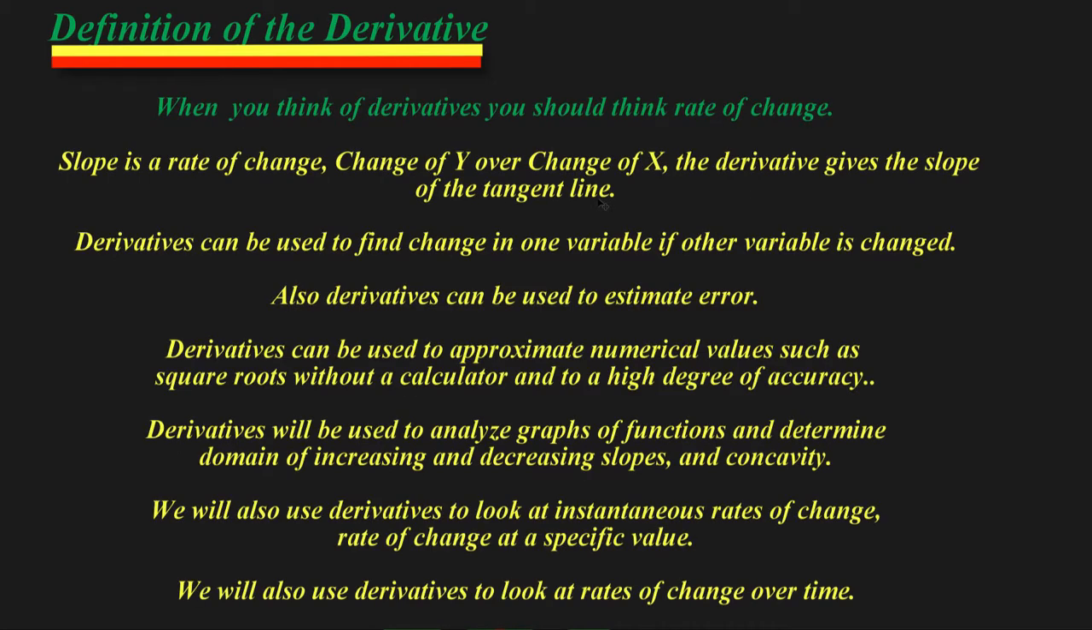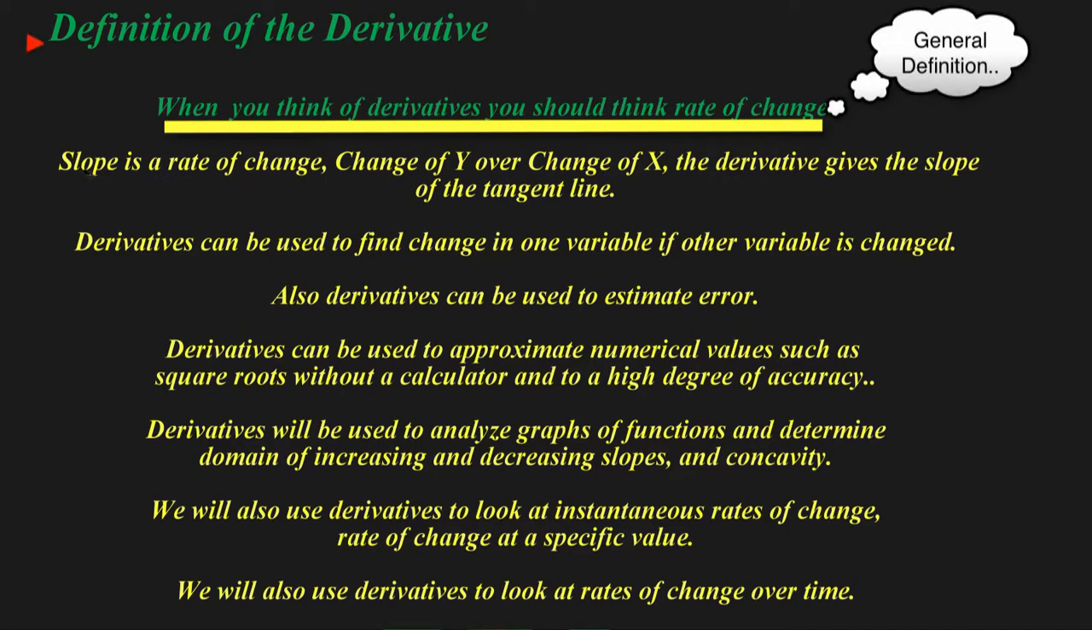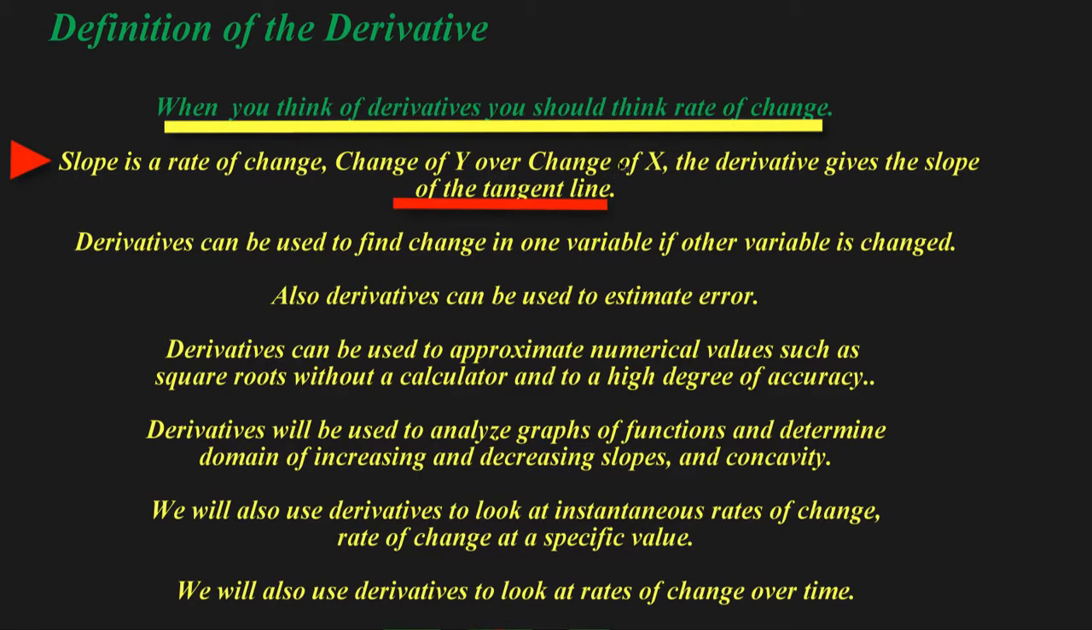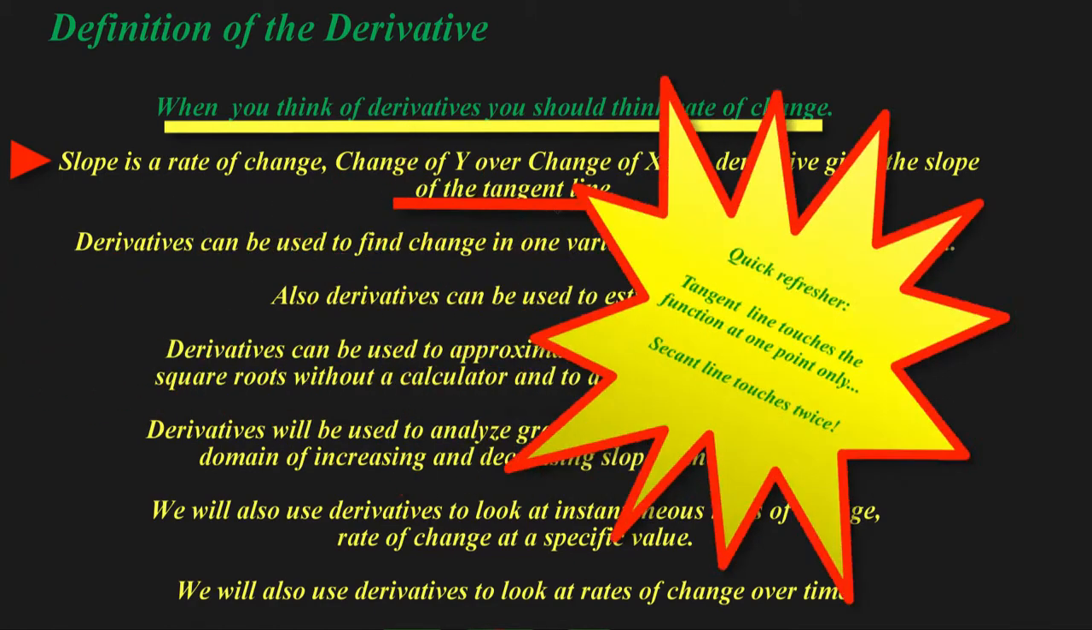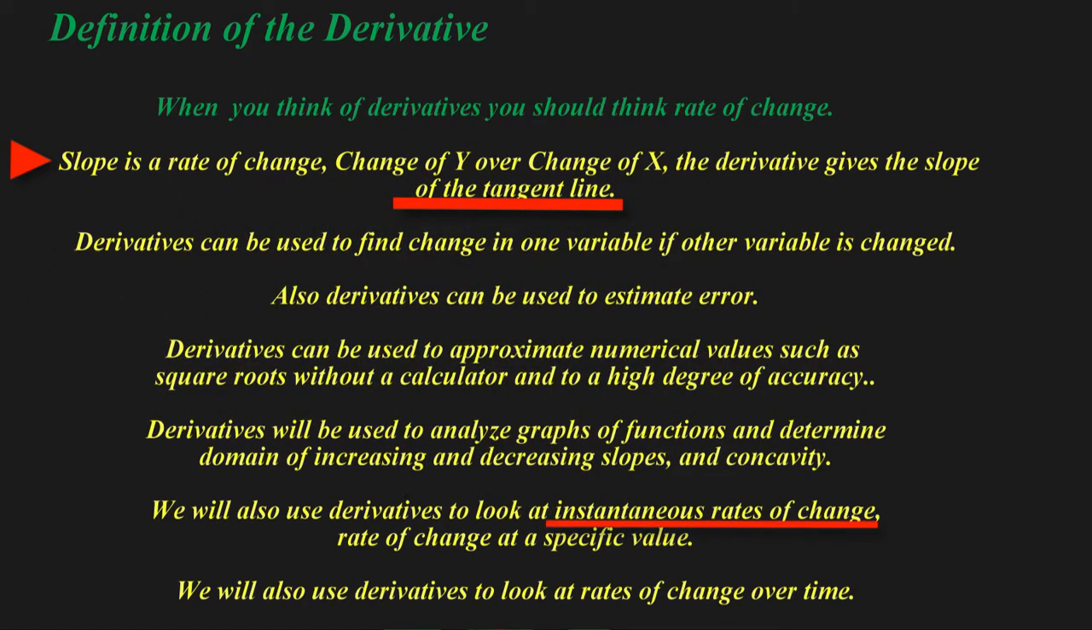When you think of derivatives, you should think of rates of change. Slope is a rate of change, and in this case, the slope we're talking about, rise over run, change of y over change of x, is going to be the slope of the tangent line. Remember, the tangent line touches your function at one point and one point only. And there are various uses of knowing what the slope is of your tangent line.